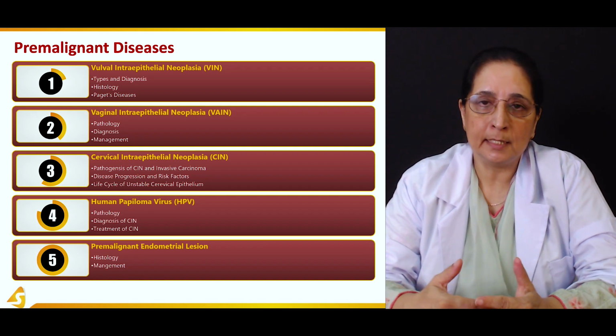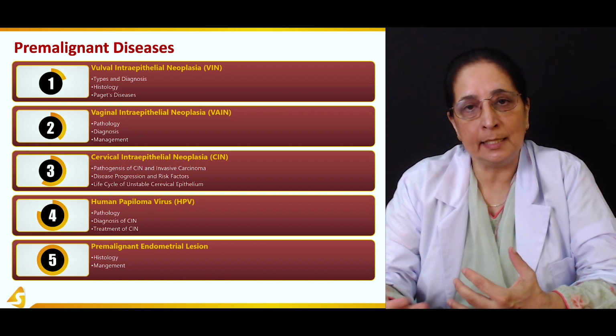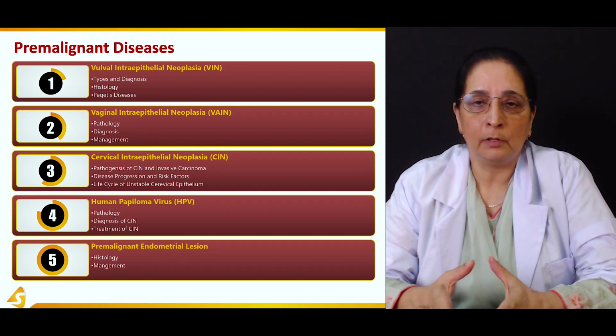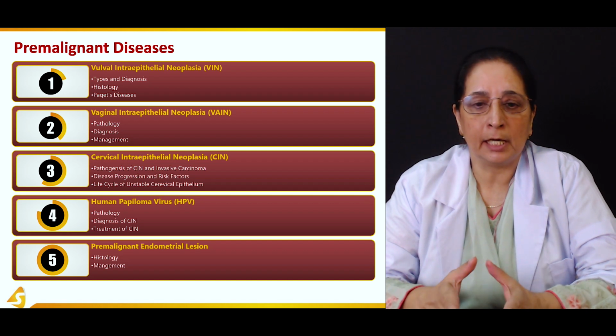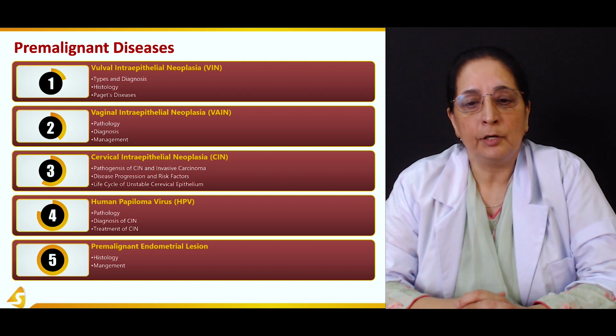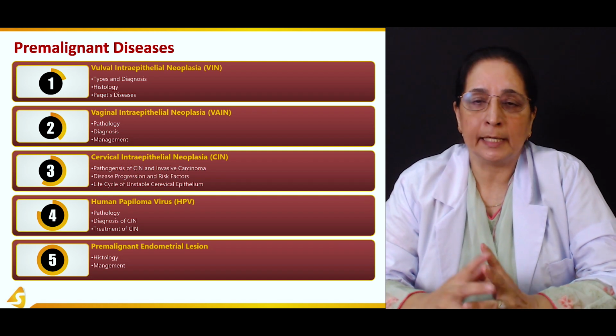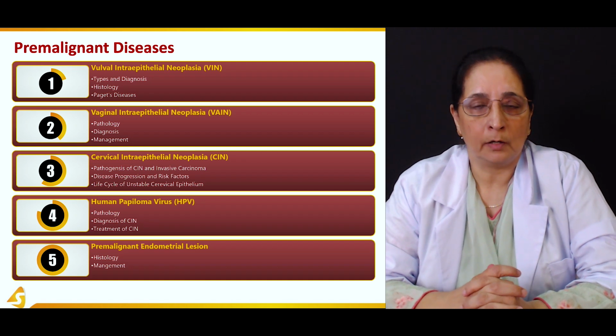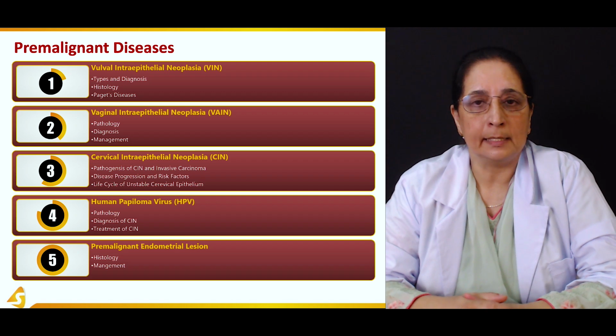Premalignant means diseases which can ultimately lead to the malignancy. So all these vulvar intraepithelial, vaginal intraepithelial neoplasia and cervical intraepithelial neoplasia can lead to the malignancies of these organs or different female reproductive tract malignancies.